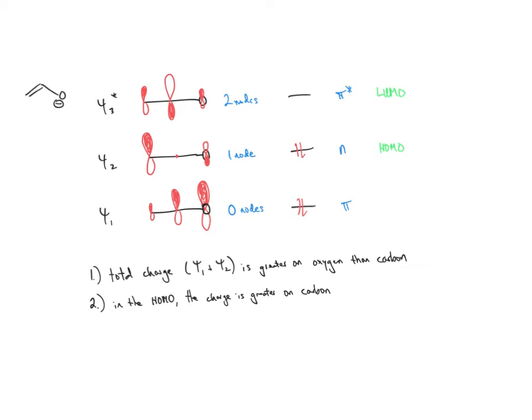Under thermodynamic control, so these are high temperatures, longer reaction times, the reaction normally occurs at carbon. And the reason it occurs on carbon is to maintain the greater bond strength of the carbon-oxygen bond.